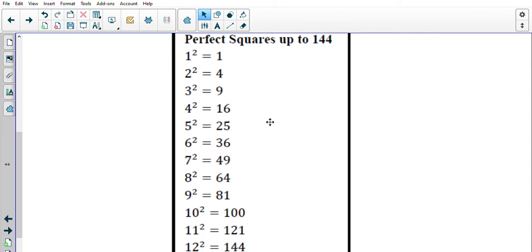But if I ask you for the square root of a number that's between any of these, it is not going to be a whole number or an integer. It's going to be a long decimal that doesn't repeat. It goes on forever without some sort of pattern to it.